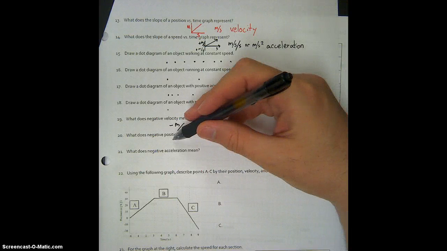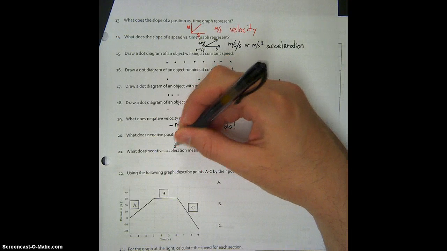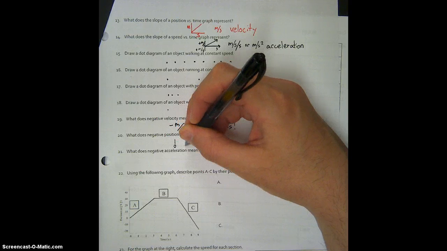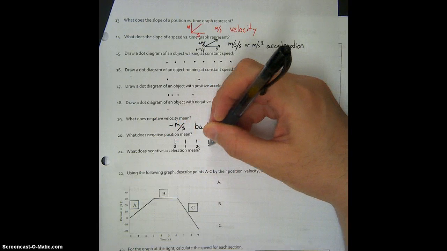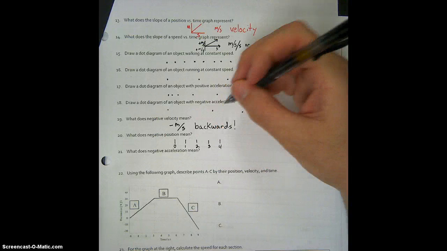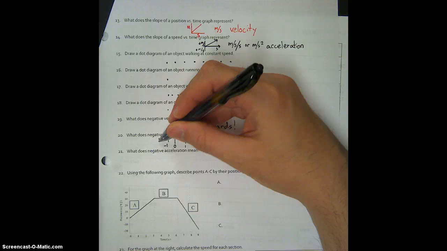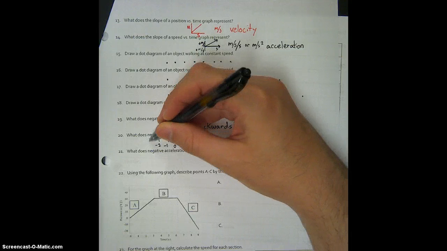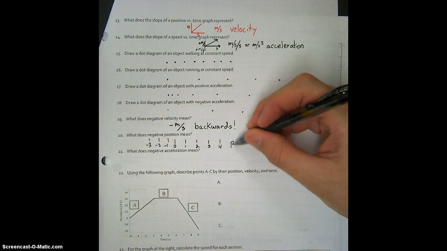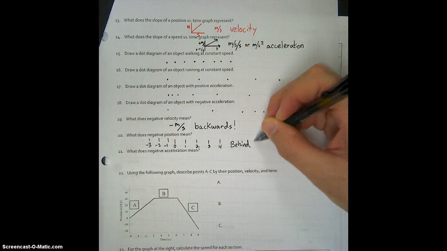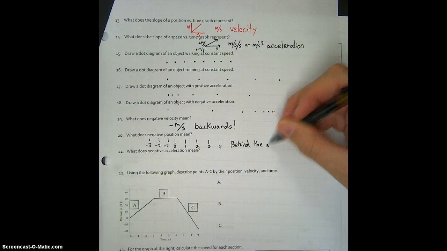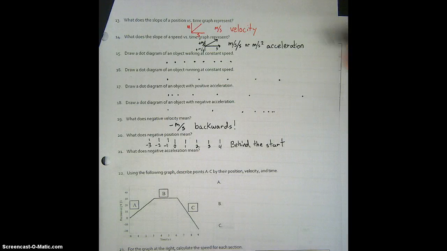Negative position, well, think about it in terms of a racetrack. Here's 0 meters. There's our 1 meter mark, 2 meter mark, 3 meter mark, 4 meter mark. What would it mean if I had negative 1, negative 2, negative 3? That would just mean I'm behind the starting line. Behind the origin is another way to say that.